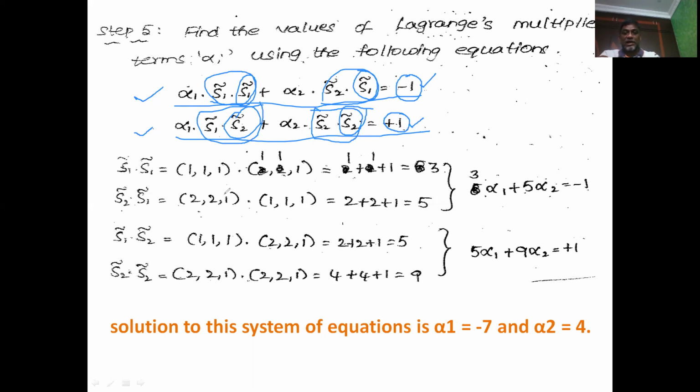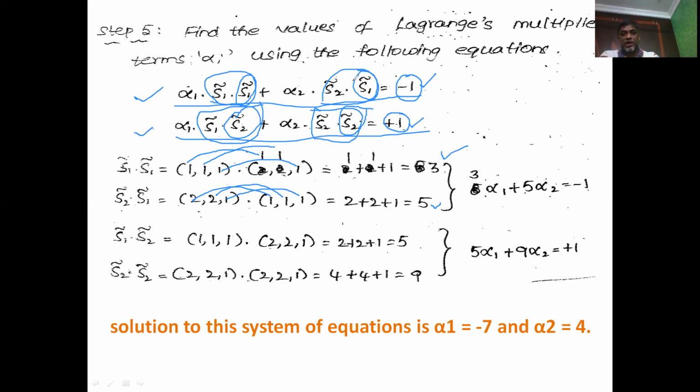Okay, so we know that S1 dot S1 is going to be (1, 1, 1) into (1, 1, 1). So we'll multiply it: 1 into 1 plus 1 into 1 plus 1 into 1. It's going to be 3. The next thing is S2 dot S1. It's going to be 2 into 1 plus 2 into 1 plus 1 into 1. It is 2 plus 2 plus 1. It is 5.